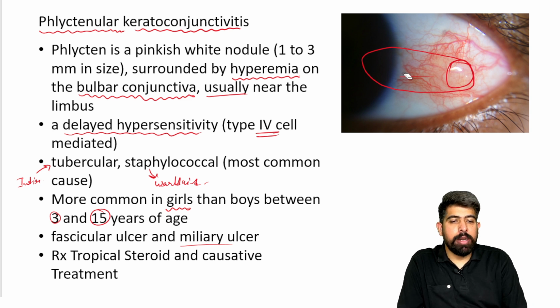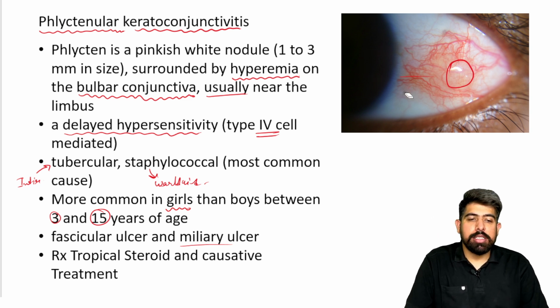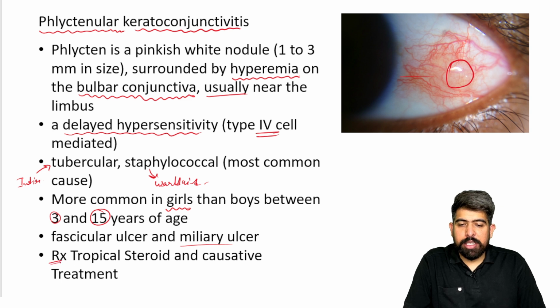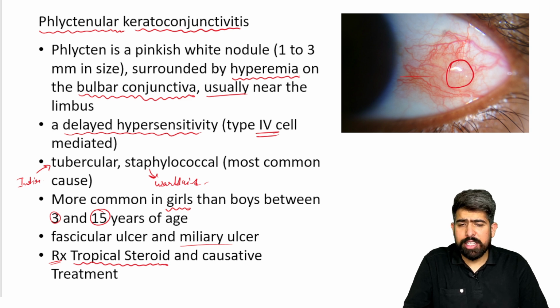If the cornea gets involved in phlyctenular conjunctivitis, this is known as the fascicular ulcer, or the miliary ulcer, right? Talking about the treatment, first of all, the drug of choice is topical steroid, as worldwide streptococcus is the most common cause, so only the steroid is given.